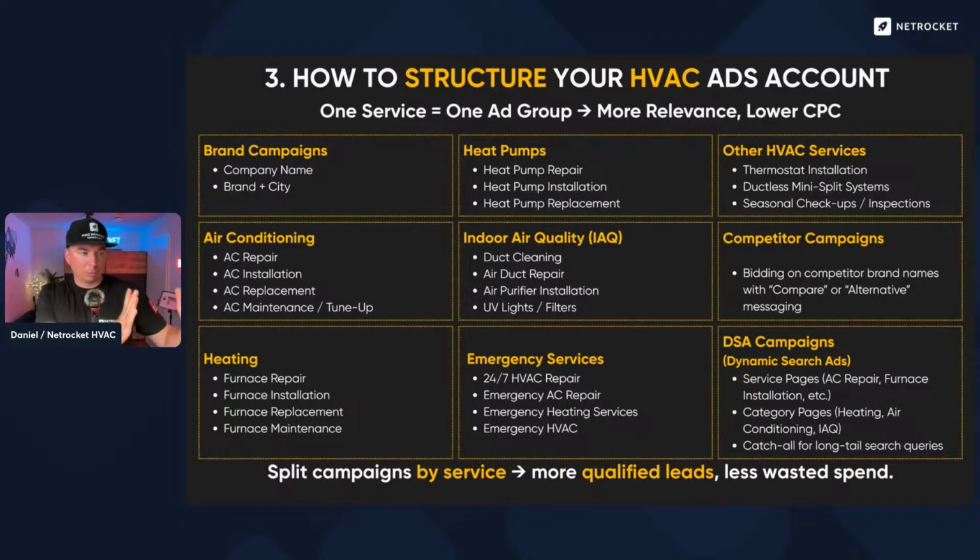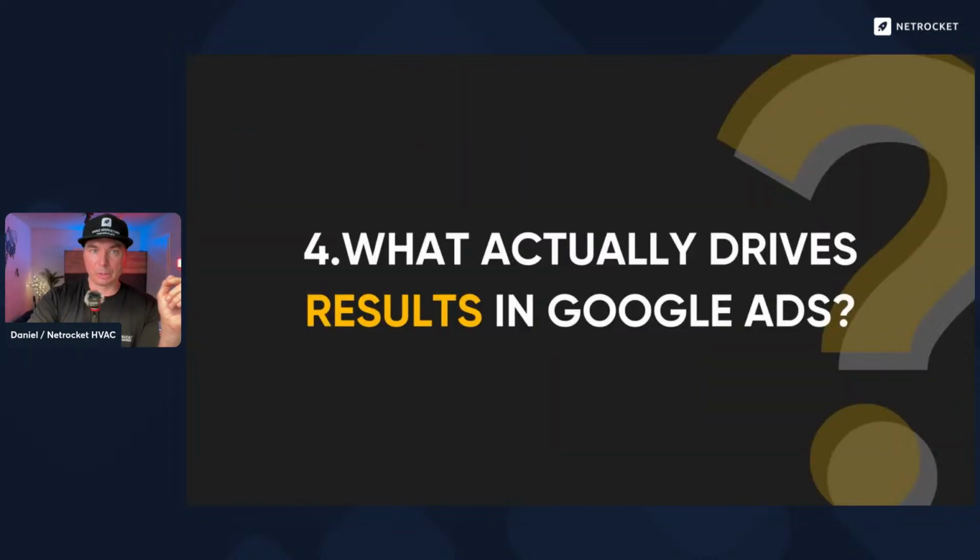The air conditioning goes to an air conditioning group, the indoor air quality, the competitor campaigns as well. So you can target the competitor brand names who are popular in your area, or you know that people search for them, or you just check with Ahrefs or other SEO tools, and you see those keywords and those brands which have some volume. The heating can be separated, and the emergency services may be separated. So this is how you build the structure of your campaign. It has to be very structured and linked to the correct page. So this is very important.